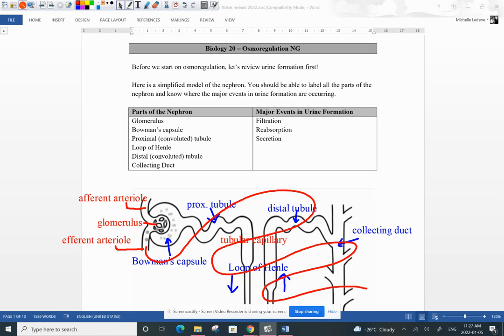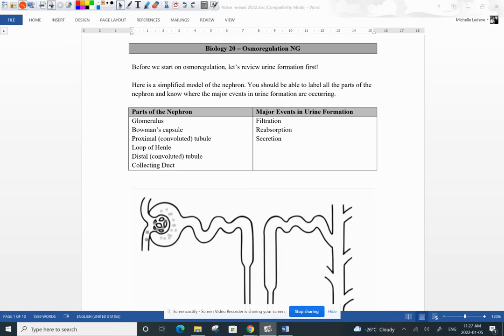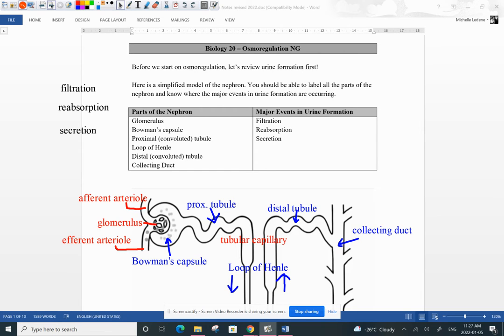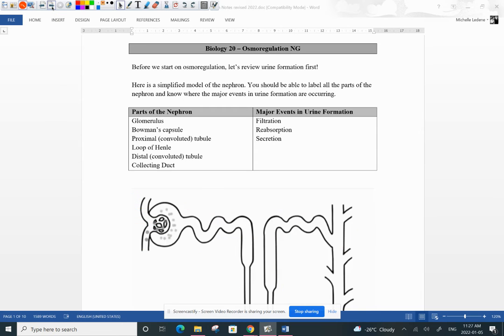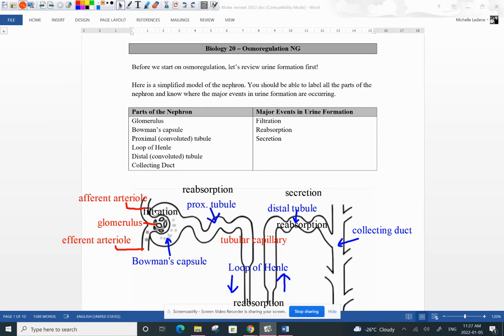And now let's talk about the major events. Where is filtration, reabsorption, and secretion occurring in the kidney, the nephron? Okay, so here's our events: filtration, reabsorption, secretion. So filtration happens only if the particles are small enough to fit through the pores of the glomerulus and go into the Bowman's capsule. If they are small enough, things like salt and water and amino acids, they're going to make it through from the blood into the Bowman's capsule.